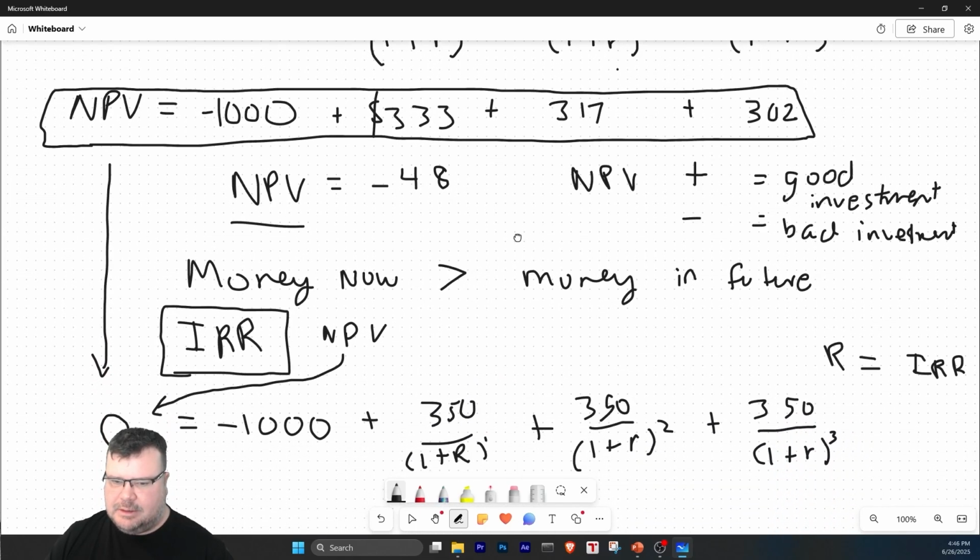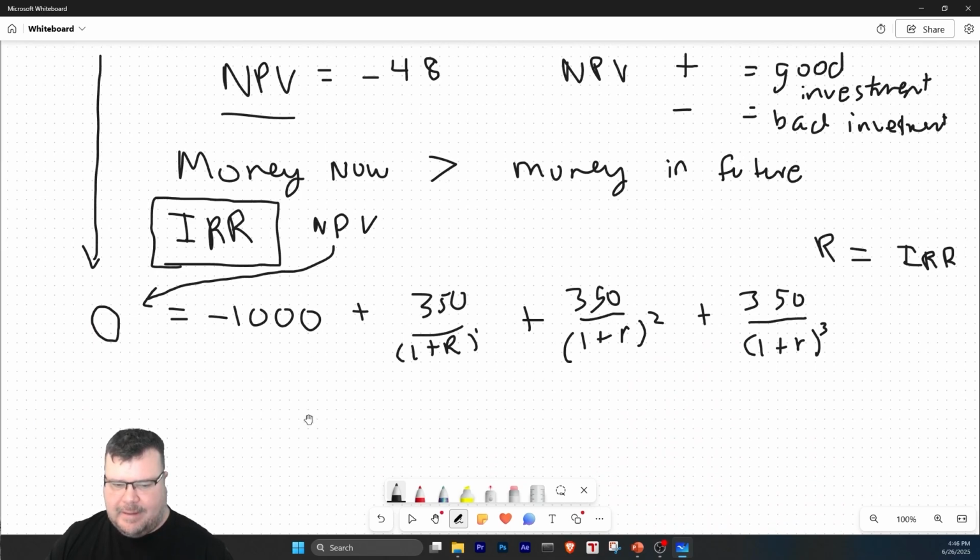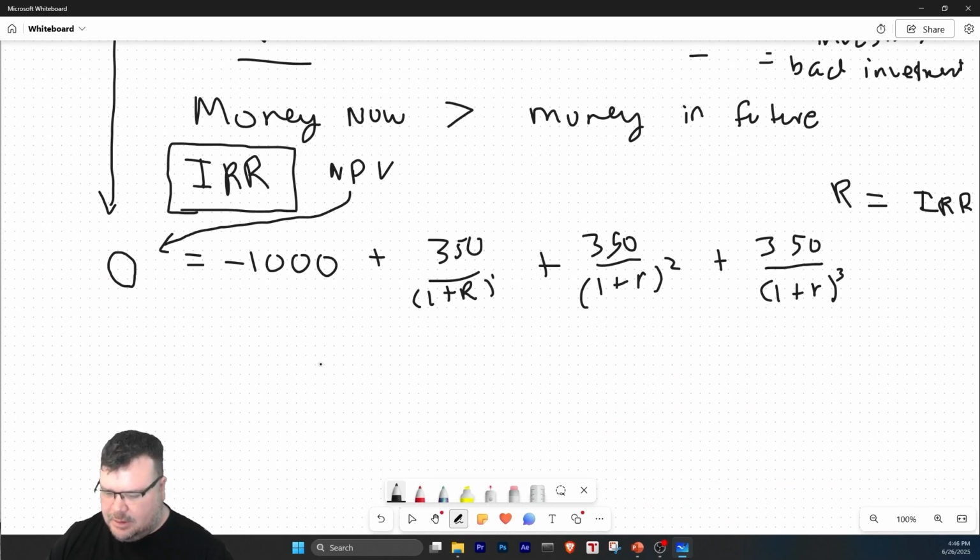If you just want to see where that came from, there's the cash flows. There's where we figured out good investment, bad investment. Now we're looking for internal rate of return, and we're setting it to 0. And when we do all this calculation, and you'll have to use an online calculator, and again, you're not going to have to do this on the test, we get 2.48%, which equals the internal rate of return.